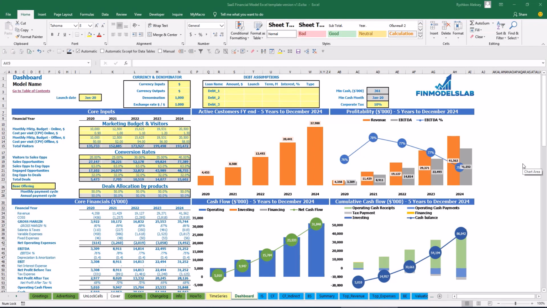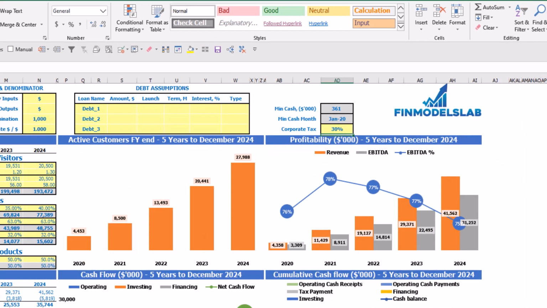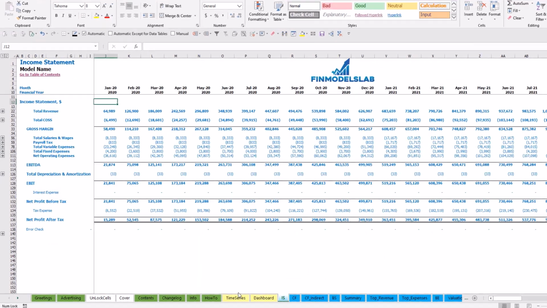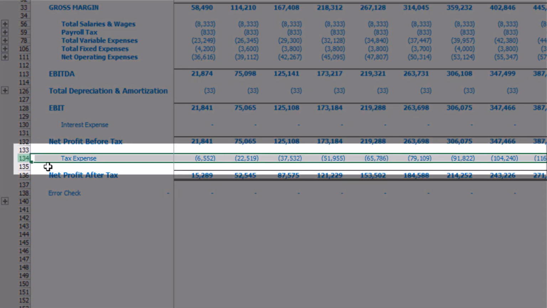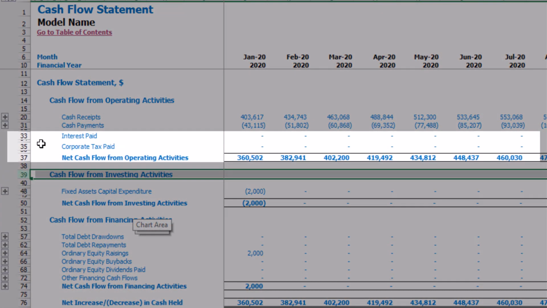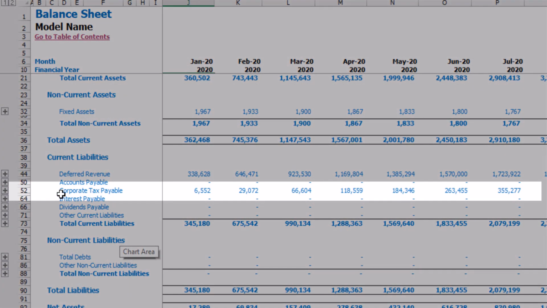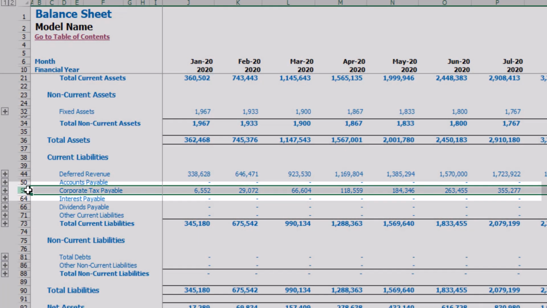Also on the top of the dashboard you can set the corporate tax rate which works for your country. For example, it can be 30%, and you may see the calculation of corporate tax in income statement in the line tax expense. On the cash flow you may see the corporate tax paid. By default this is December, and on the balance sheet you may see the corporate tax payable by months.